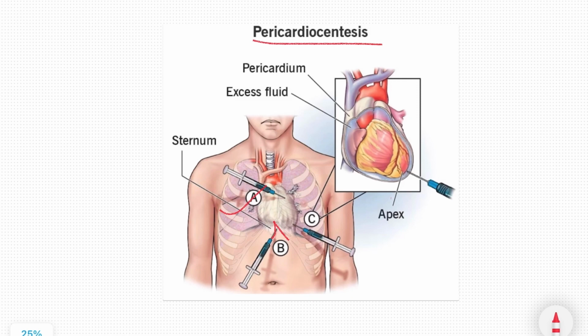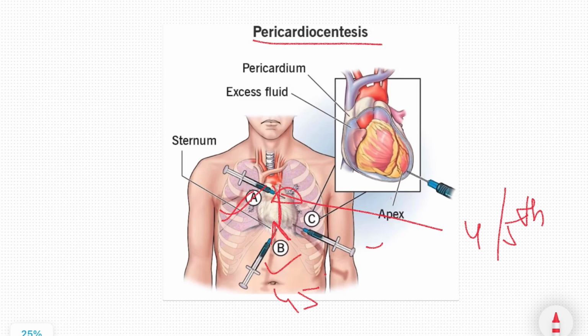For that we have the subcostal route, the parasternal route and the apical route. In the subcostal route, a needle is inserted through the left costoxiphoid angle, keeping the needle directed upward at an inclination of about 45 degrees. In the parasternal route, the needle is inserted through the fourth or fifth intercostal space just lateral to the lateral margin of the sternum, and in the apical route the needle is inserted through the fifth intercostal space.